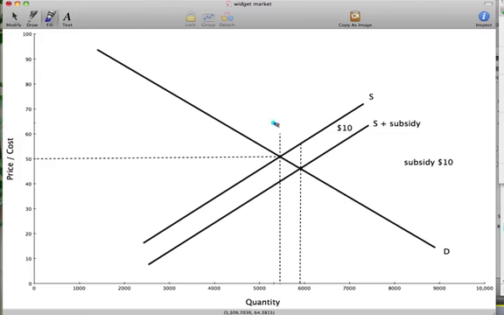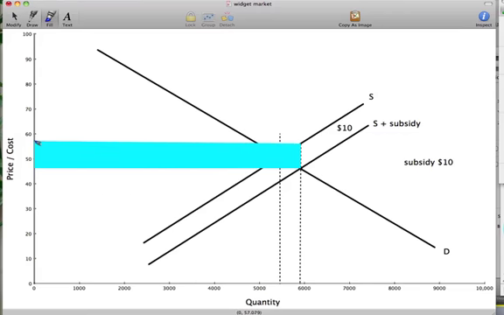Now, when it comes to the amount paid by the government, the quantity is the same. The government pays $10 per unit times the number of units sold, and here we have 5,900 units sold, so the government pays a total of $59,000. We can provide the subsidy to the consumer or to the producer. Both achieve the same goal of increasing the quantity that is produced. The amount the government pays is the same.